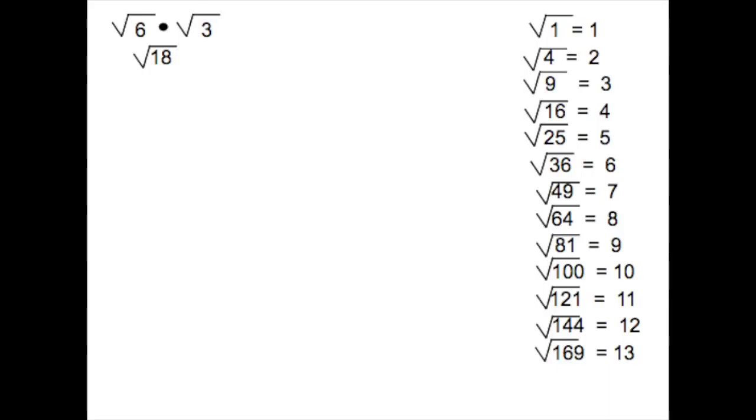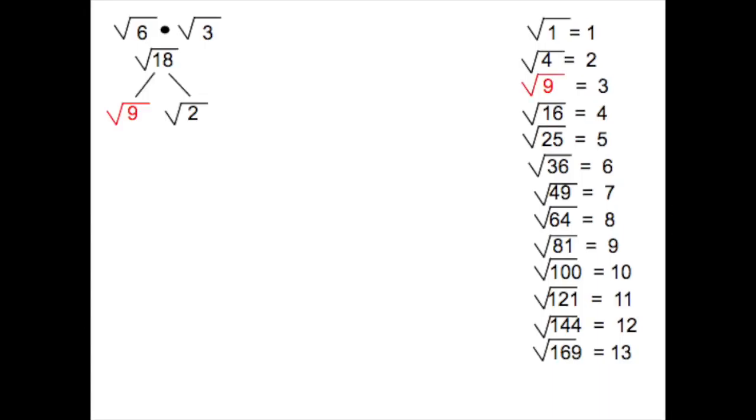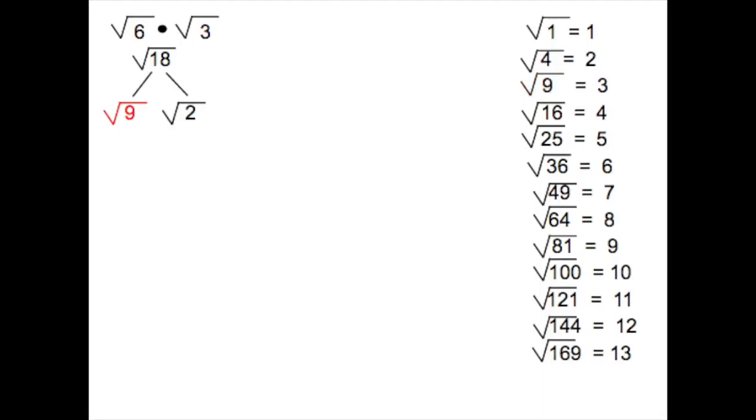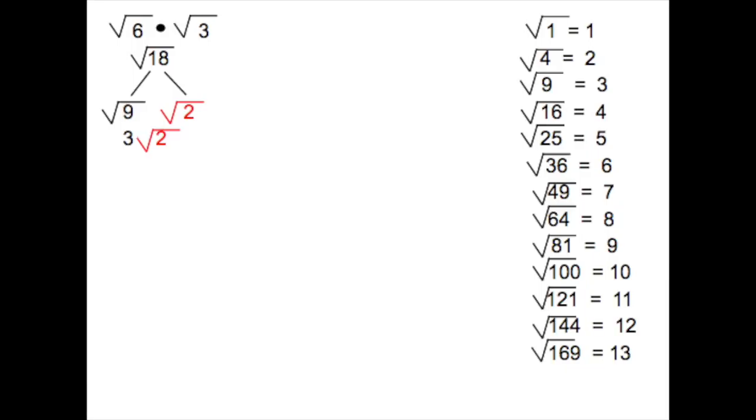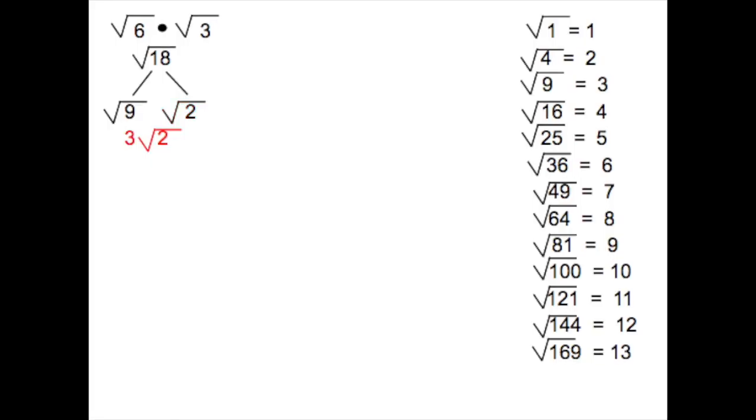On the right, you see our perfect square factors listed: 1, 4, 9, 16, 25, and so on. We will break the square root of 18 down into the square root of 9 and the square root of 2. We've used this because 9 is a perfect square. The square root of 9 is 3, times the square root of 2, which cannot be simplified any further. So it stays as the square root of 2. Our final simplified answer is 3 times the square root of 2.